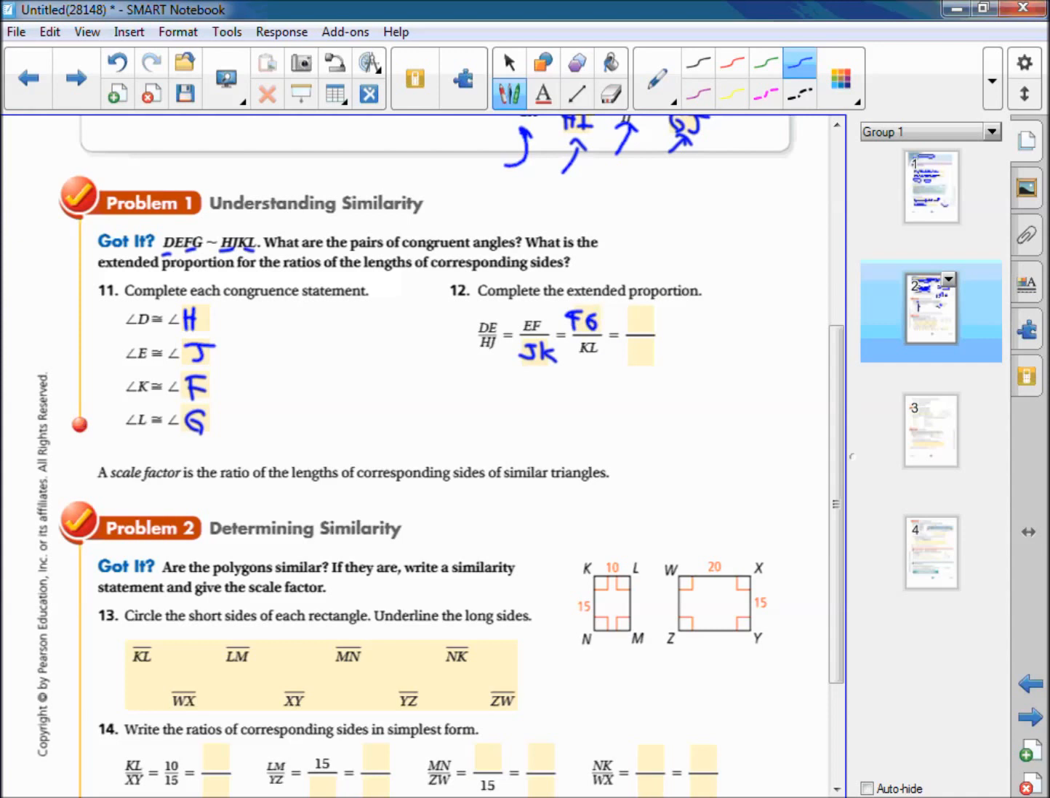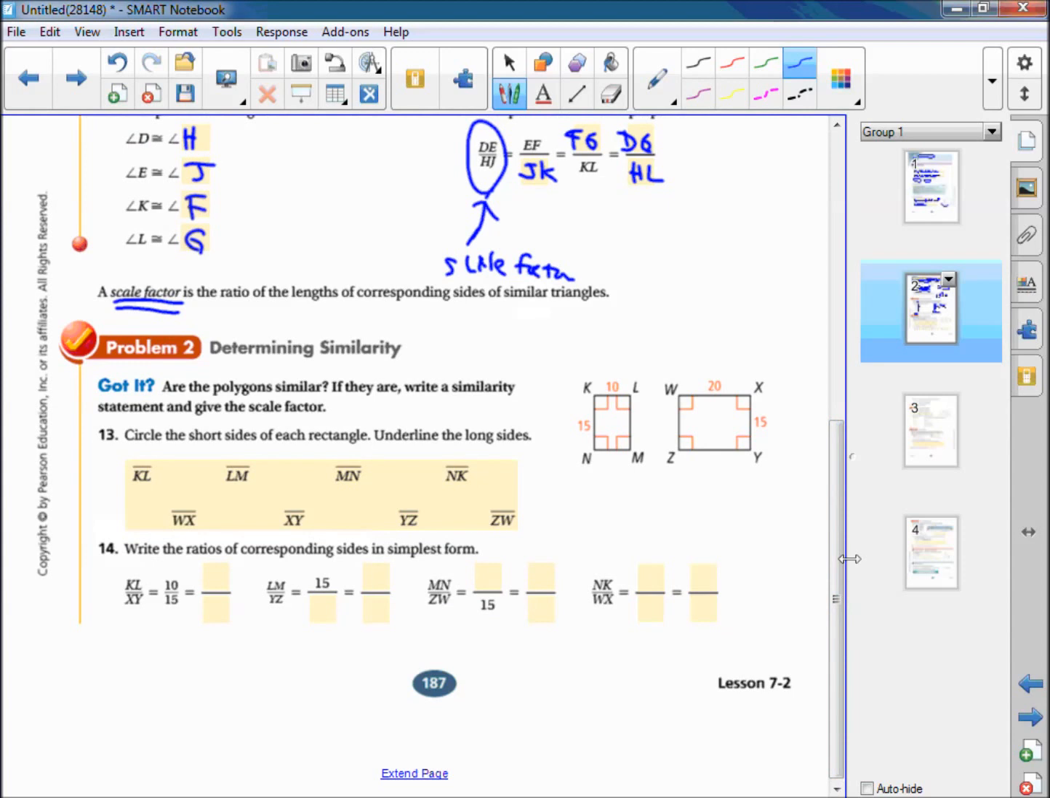And we need one more here, so I think we don't have DG on here. So let's go with DG, and DG goes with HL. All right. So a scale factor is the ratio of the lengths of the corresponding sides of the similar triangles. So the scale factor is found by doing either one of these. So divide any one of those, and that'll be equal to your scale factor. Okay. So that's our ratio.